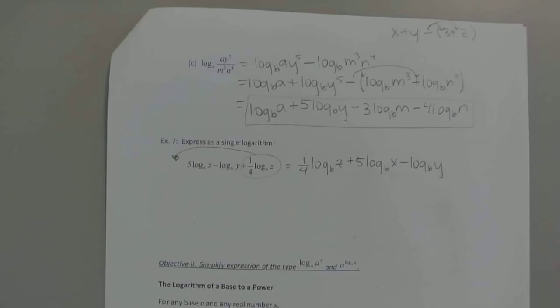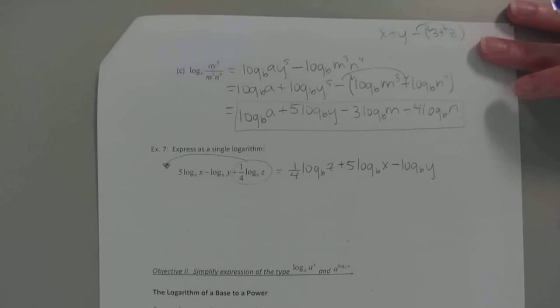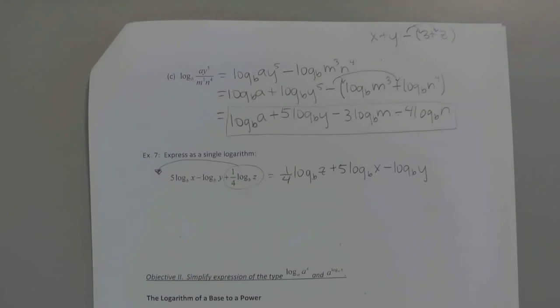So I'm going to rewrite this as 1/4 log base b of z plus 5 log base b of x minus log base b of y. Now, if that was a minus minus, technically you would distribute a minus out. I think you might have one like that on the worksheet that I can help you out with.